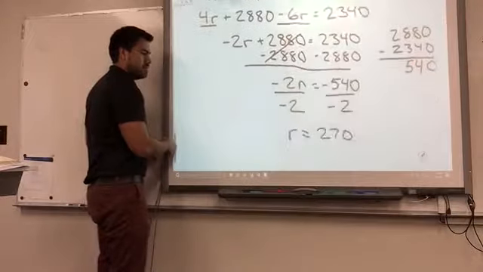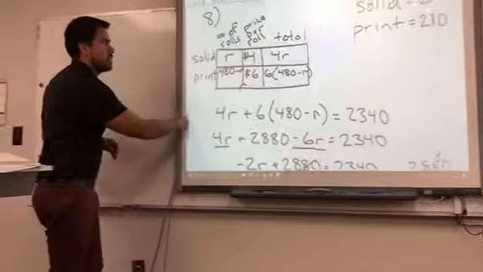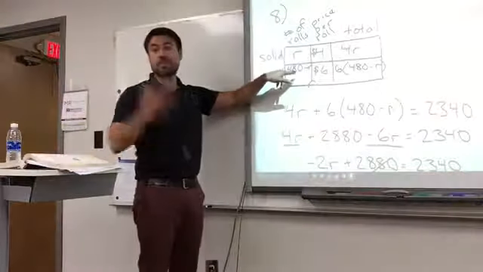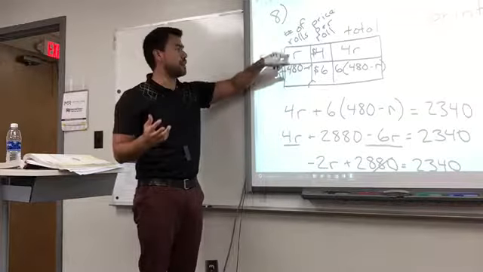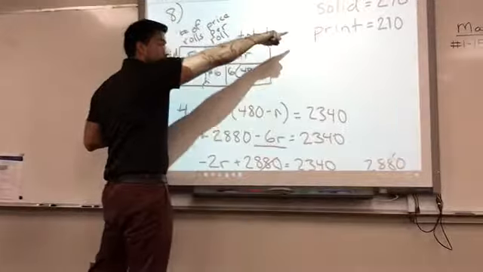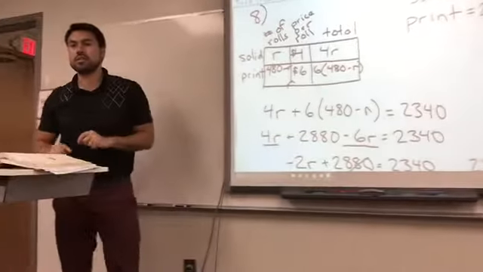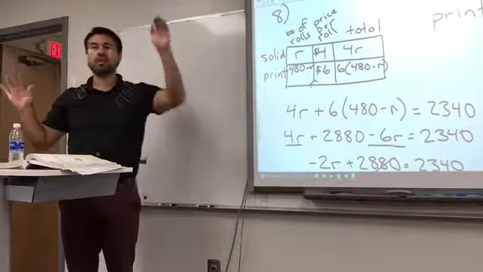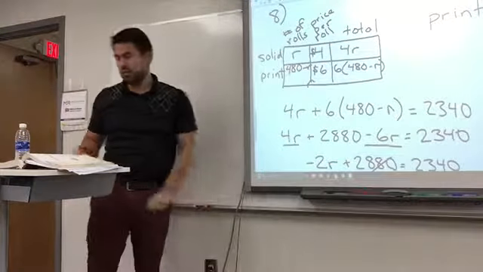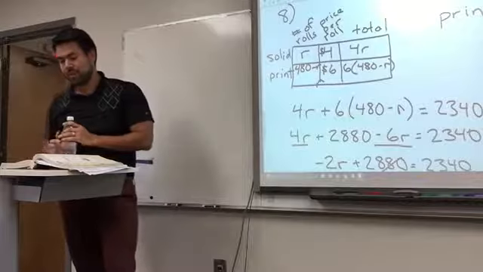If you switch it around, you would have picked print, P, and you would have done 40 minus P. And you would have worked it out, and it would still come out to where P is 210, and then you would figure out solid is 270. The beauty of it is you could pick either one as a variable as long as you describe it correctly, which is what we're going to actually do right now.